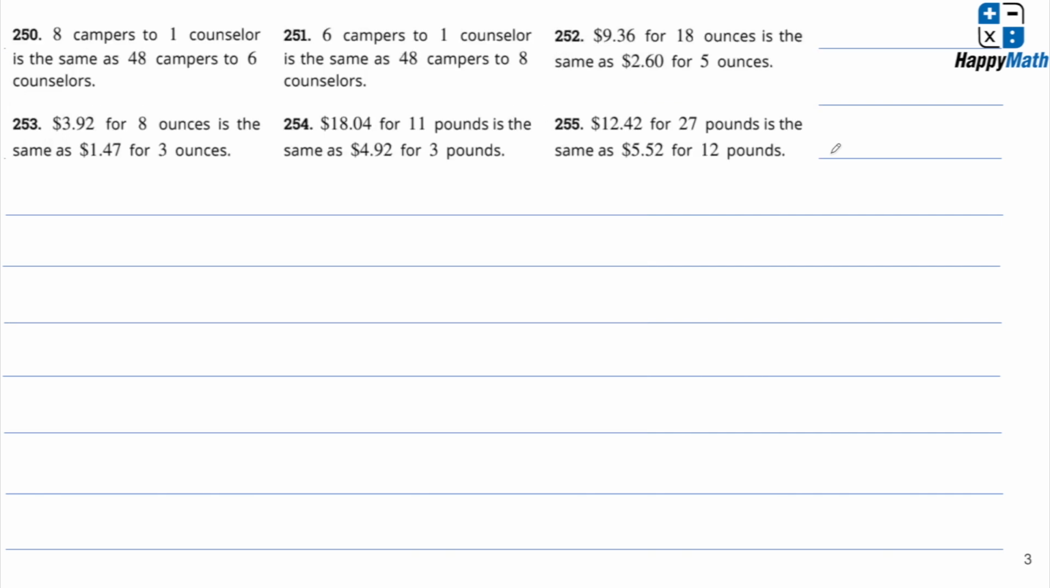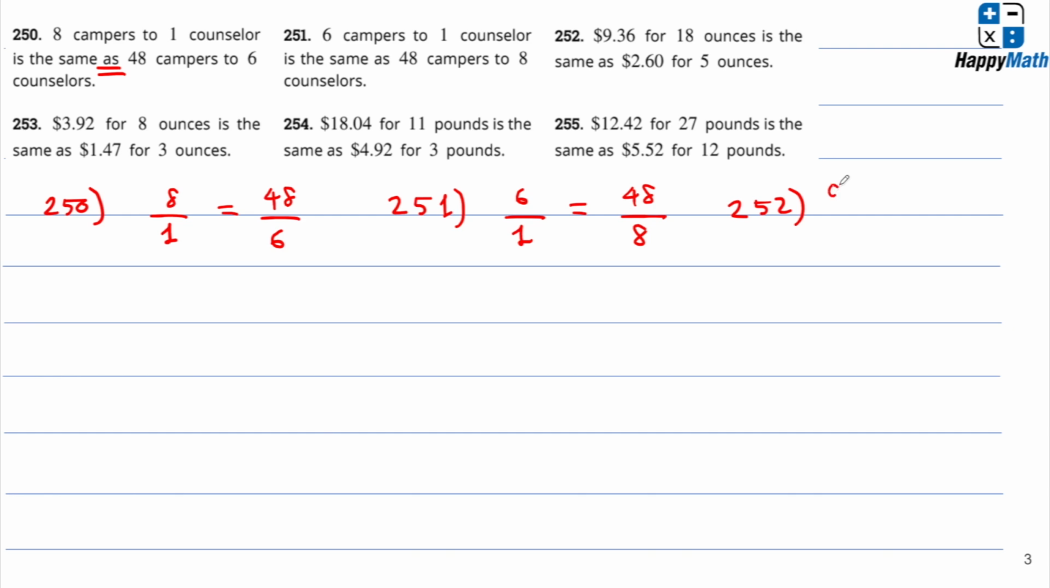The next question is here, 250. You got the word "is" here: 8 to 1, 48 over 6. 251, 6 over 1 will be 48 over 8. 252, 9.36 over 18 will be equal to 2.6 over 5. 253, 3.92 over 8 will be 1.47 over 3.